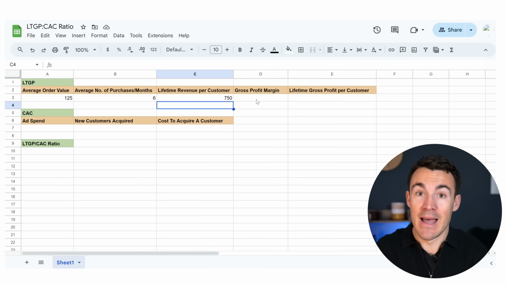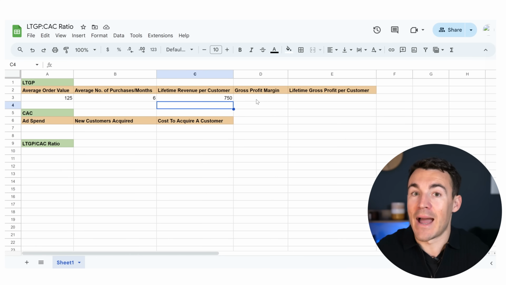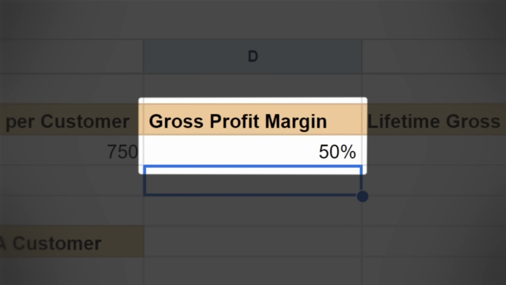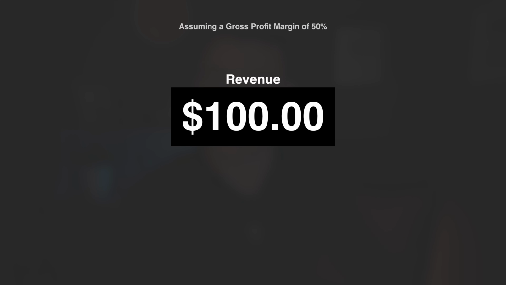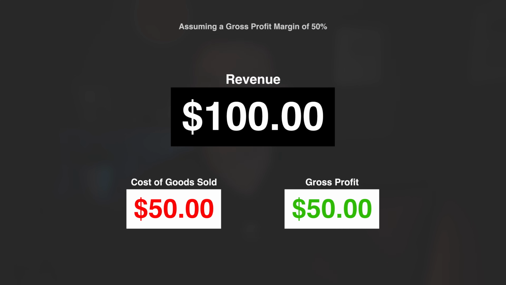Again, this is going to be an average. If you've got lots of different products and there are different margins, you're going to have to work out what the average is across the board. But let's assume it's a 50% gross profit margin. So that means that for every $100 that a customer spends with us, $50 of that is the direct cost, what's going to basically go to the manufacturer for the products that we are selling, okay?